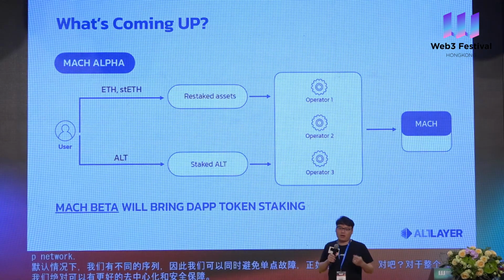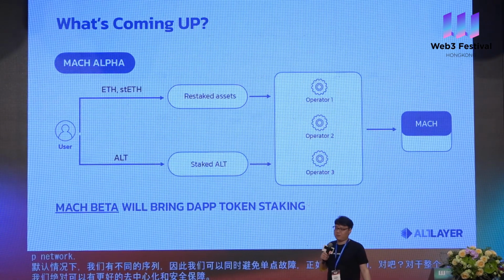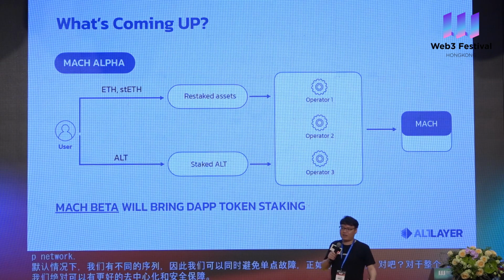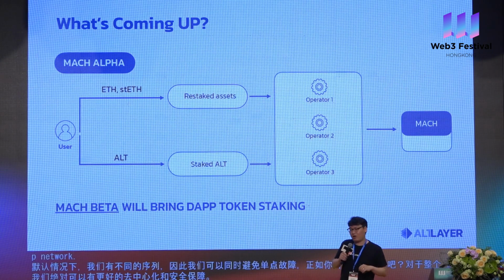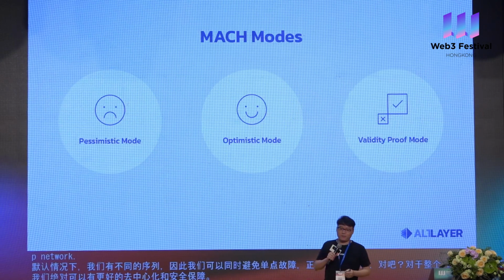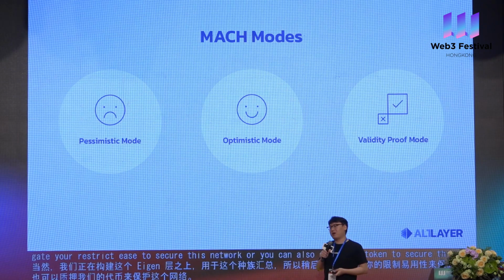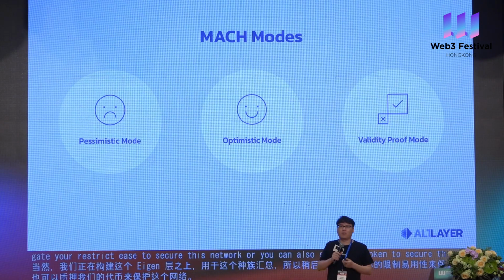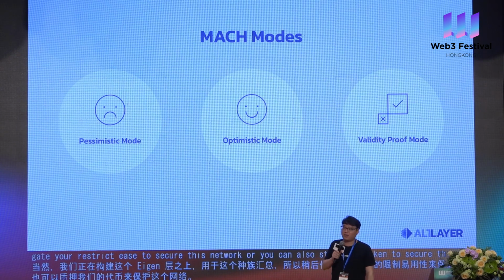Of course, we are building on top of EigenLayer for this Restake rollup. And so later on, either you can delegate your restaked ETH to secure this network, or you can also stake our token to secure this network. If we go deep into the MAC system, as I just mentioned, there are multiple ways to achieve this decentralized verification and fast finality.